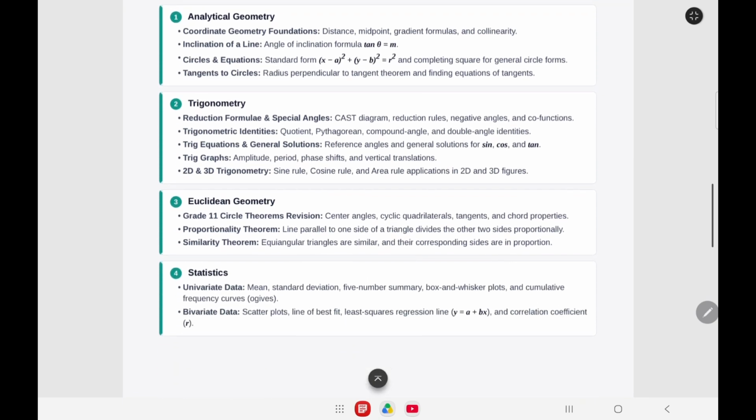In paper 2, you can always start with analytical geometry. It's the most approachable topic, okay? You'll first know the basics, go to the grade 11 work and then the grade 12 work. You have coordinate geometry foundations. This is your foundation. You need to know your distance formula, your midpoint formula, gradient formula, and then go to the inclination of lines, circles and equations, tangents to circles, and then go to trigonometry.